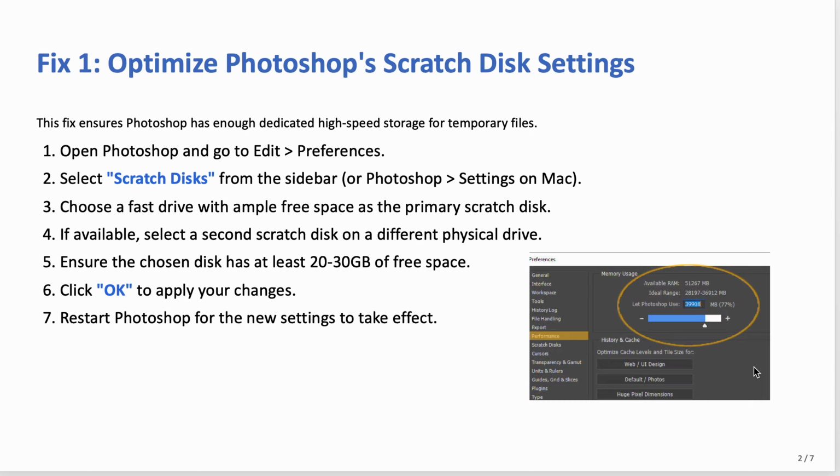First of all, optimize the Photoshop scratch disk setting. This fix ensures Photoshop has enough dedicated high-speed storage for temporary files. Open Photoshop and go to Edit, Preferences, select Scratch Disks from the sidebar and choose the fast drive with ample free space as the primary disk. Ensure the chosen disk has at least 20 to 30 GB of free space. Then click OK to apply your changes and restart Photoshop for the new settings to take effect.